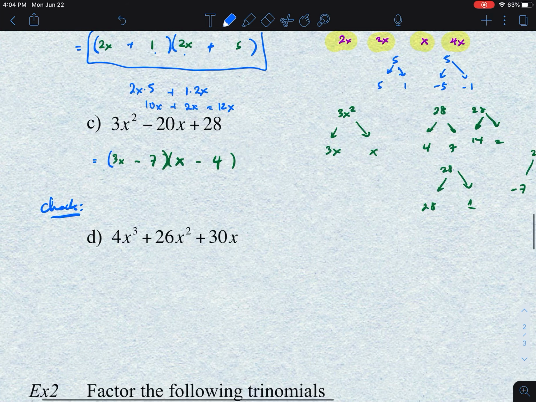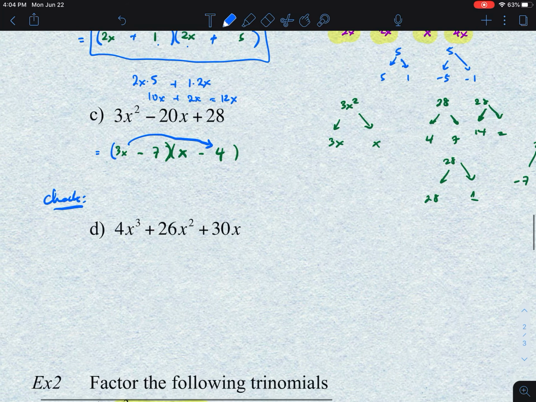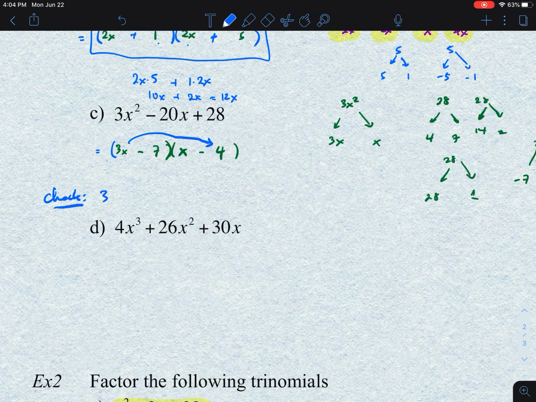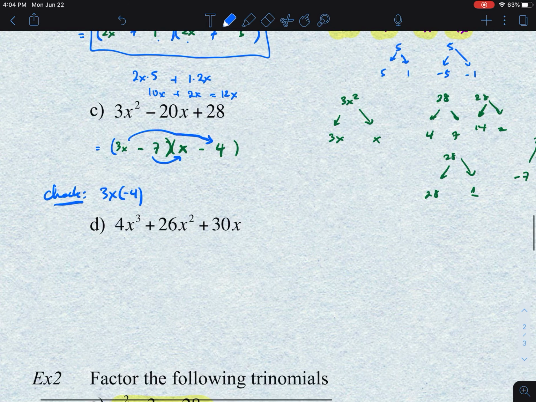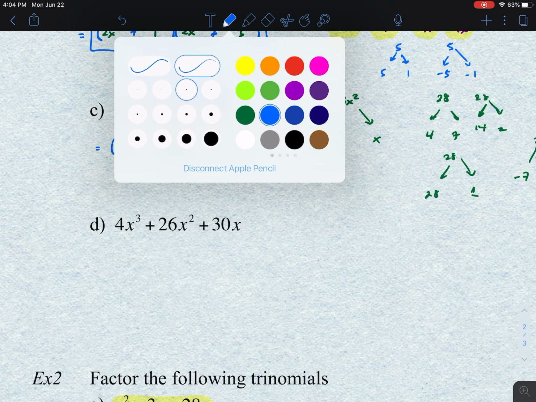All right. So 3x times negative 4, that becomes negative 12x. And then negative 7 times x, so that's negative 7x. So we get negative 12x, and then minus 7x, so that's negative 19x. So that doesn't work out. So this 3x minus 7 times x minus 4 doesn't add up to the negative 20x in the middle. So this is wrong. Okay. So we're going to have to guess again. So let's go with my guess earlier.